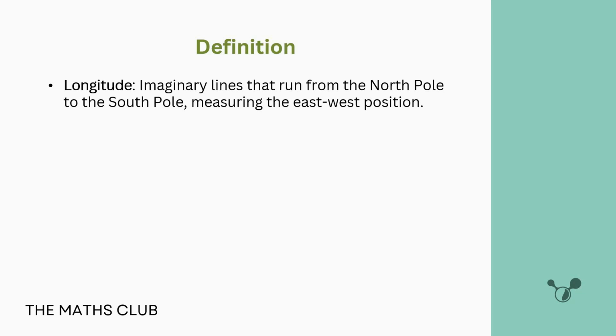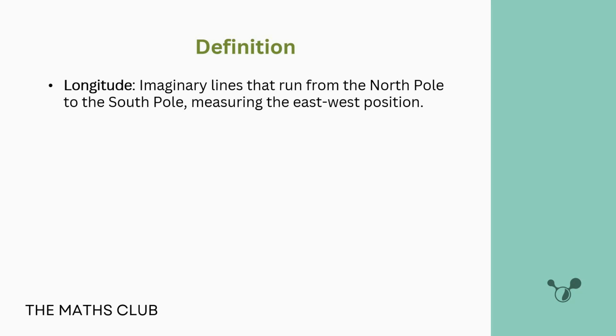When you say longitude, you're talking about imaginary lines that run from the North Pole to the South Pole, measuring the east-west position. Let me break it down for you. You know the way the world is. When they say, draw the Earth, you draw something like a sphere, even though some people say that the Earth is geoid in shape. In that sphere, the top part is the north, the bottom part is the south, the left side is the west, and the right side is the east.